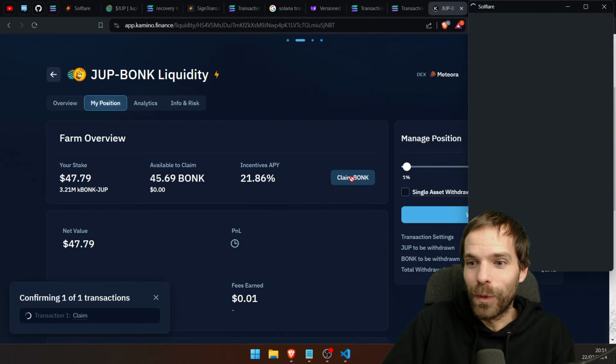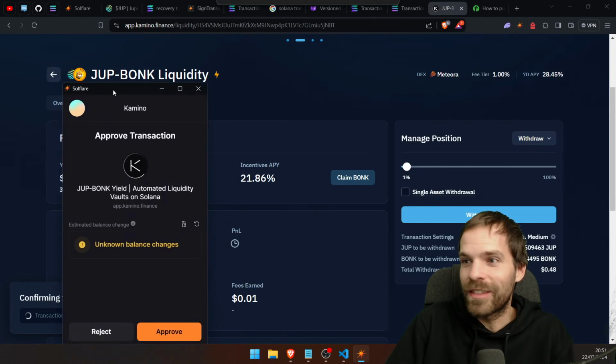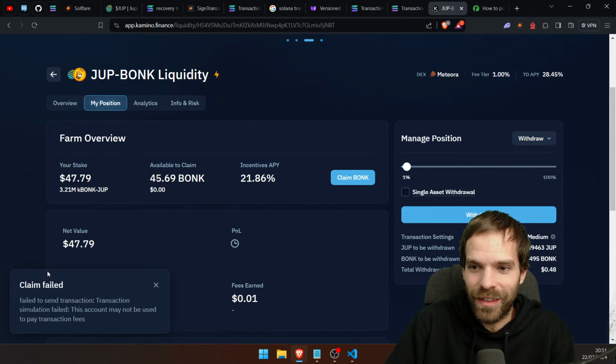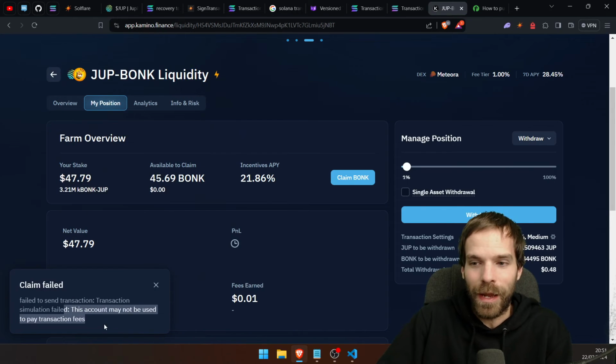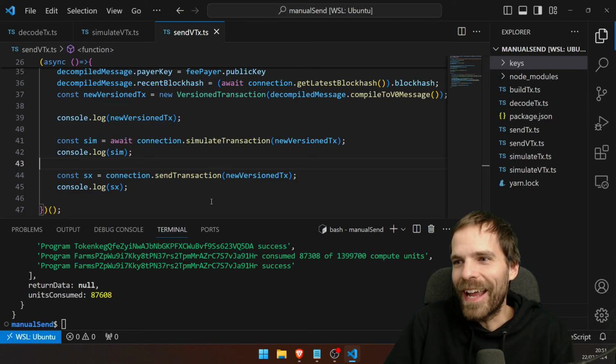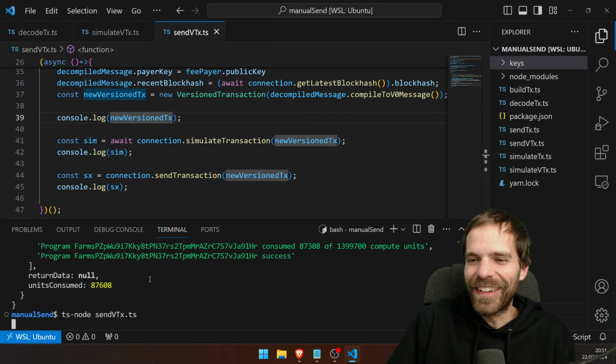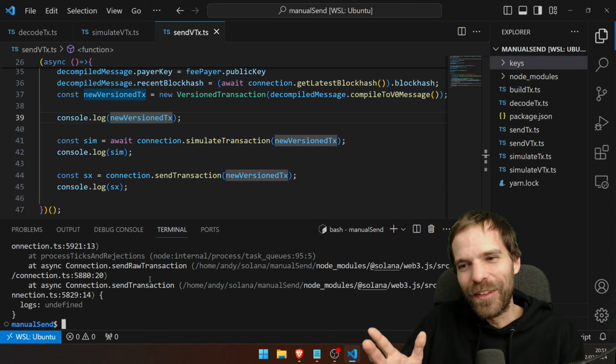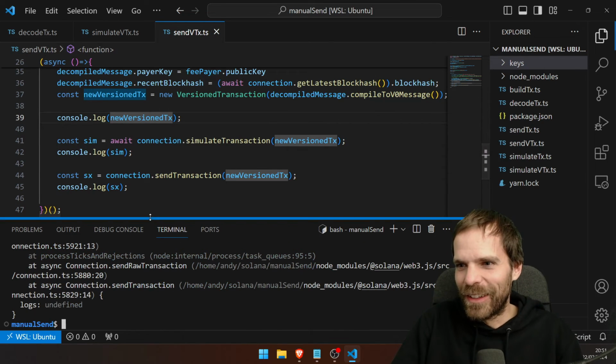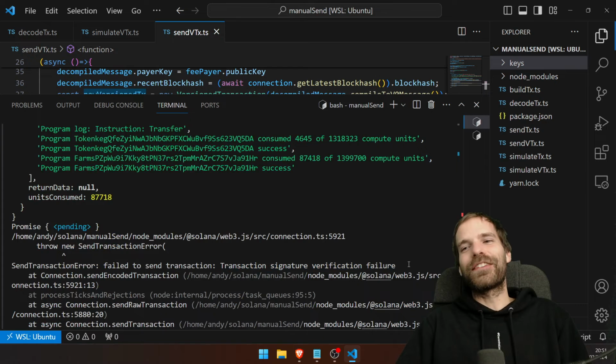But with this, it doesn't work, right? We established that this thing is broken and it doesn't claim, it failed, because I can't pay with it. But with my nice little script here now, I can attempt to claim some bonk with a different fee payer. Damn it, not working. Transaction signature verification failed.